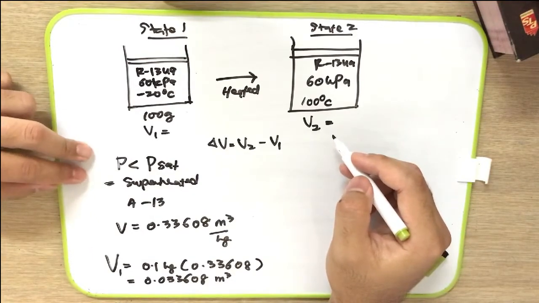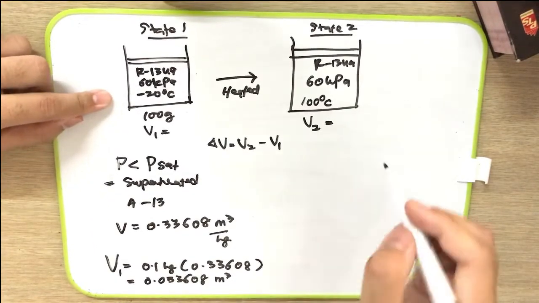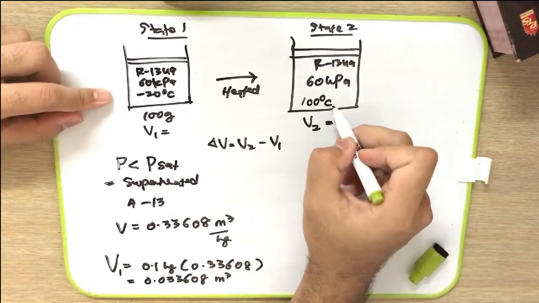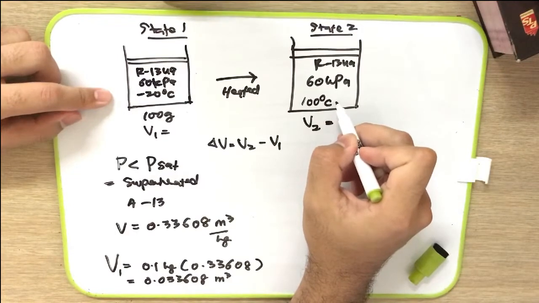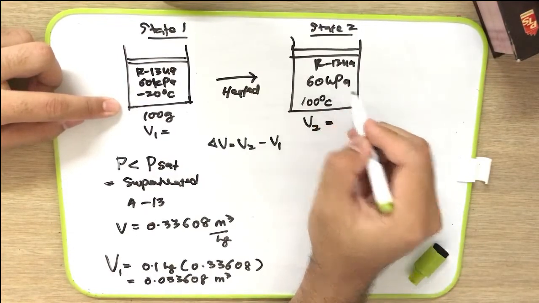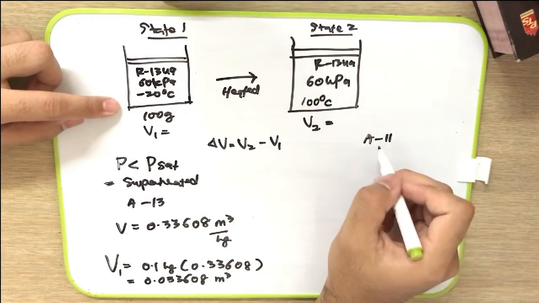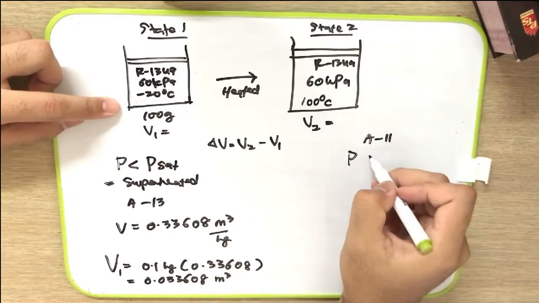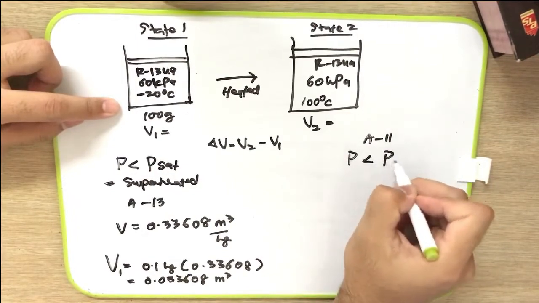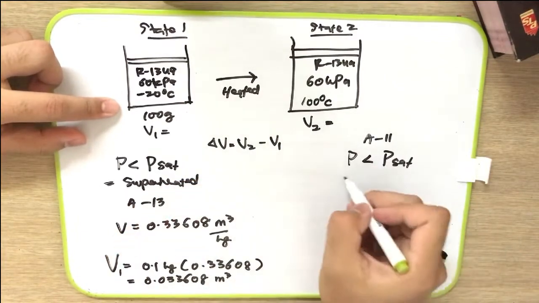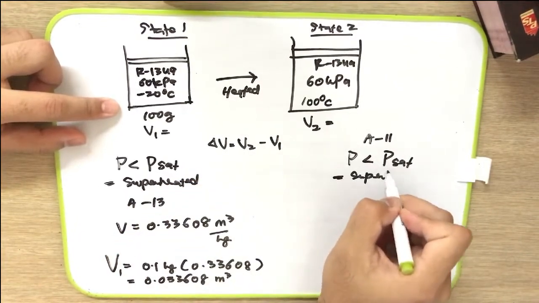Similar to state 1, we check at table A11. So we check at 100 degrees C, and we check whether the P is higher or lower than P saturated. After we have checked from table A11, the P here is lower than the P saturated. So according to the phase condition, same as state 1, it is superheated.